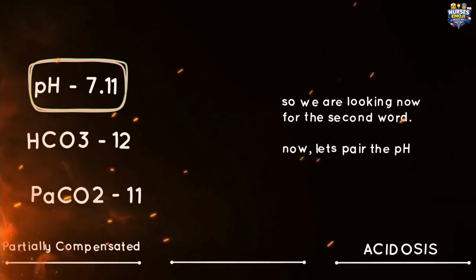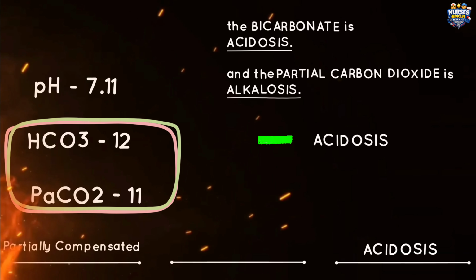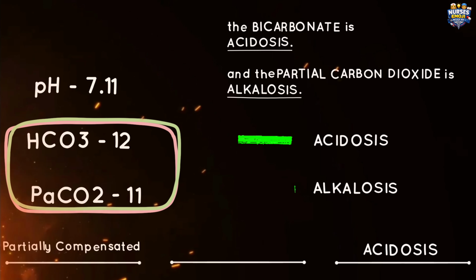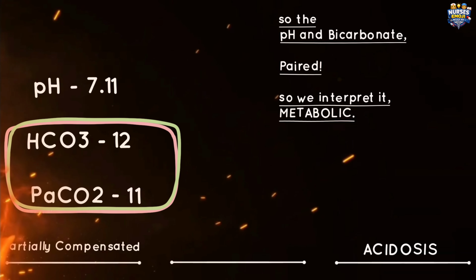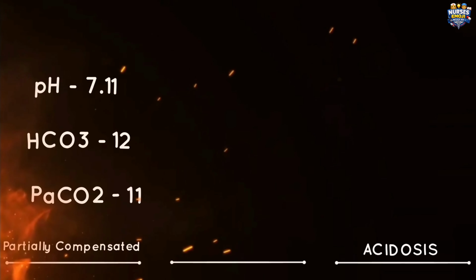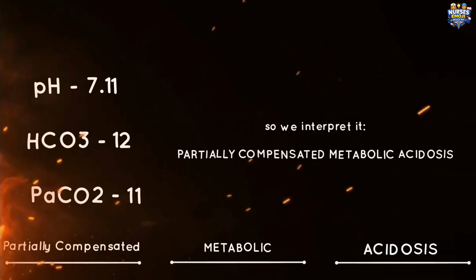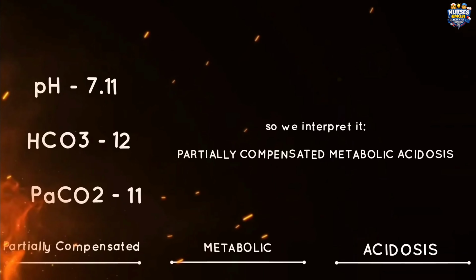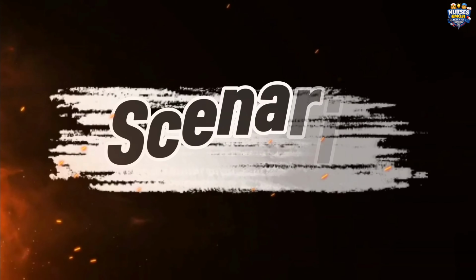Now let's pair the pH. The bicarbonate is acidosis, and the partial carbon dioxide is alkalosis. So the pH and bicarbonate are paired, so we interpret it as metabolic. Partially compensated metabolic acidosis.